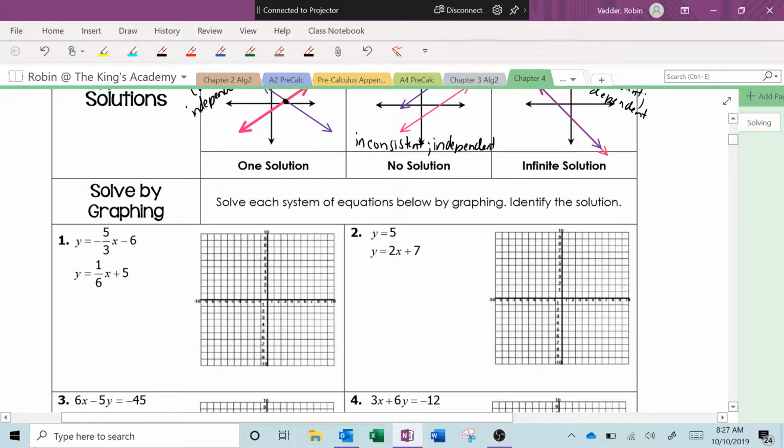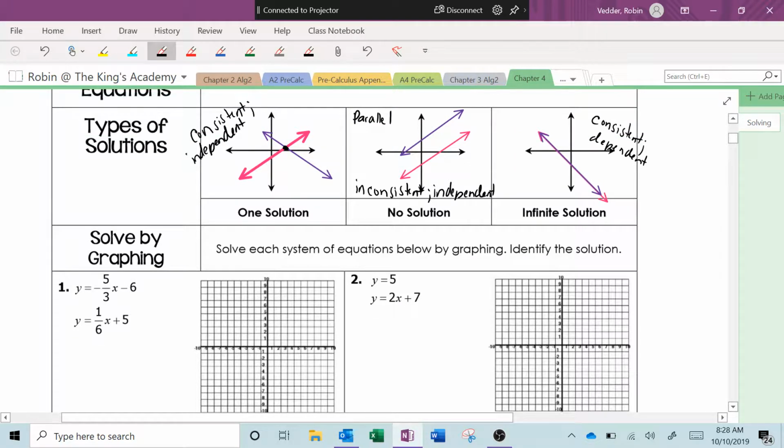Now, the first thing you want to do when you're doing this is you want to get it in slope-intercept form and look at the slopes. Because if you have the same slope and the same y-intercept, that tells you it's the same line. However, if you have the same slope and a different y-intercept, what does that tell you about the two lines? They're parallel, right? So a lot of times, you can just look at your equation and say, hey, these lines are parallel. They have the same slope but different y-intercepts. That means that they're going to be inconsistent and independent. There's not going to be a solution for them.